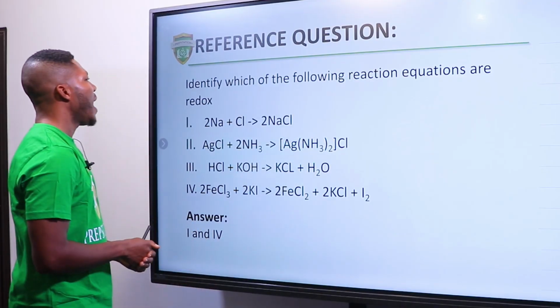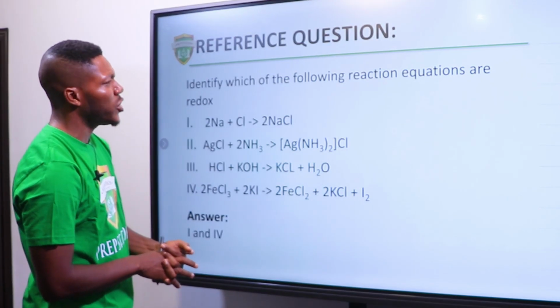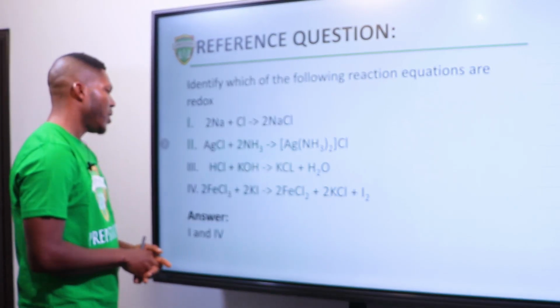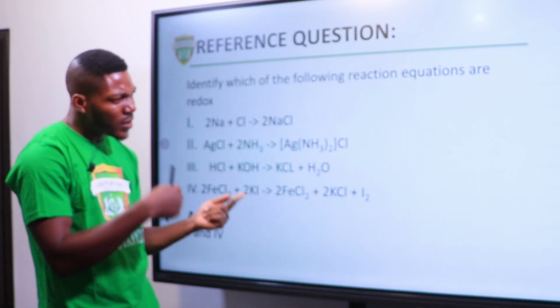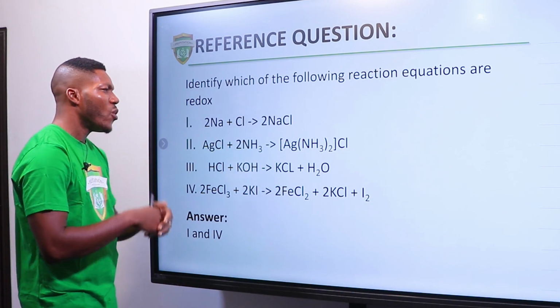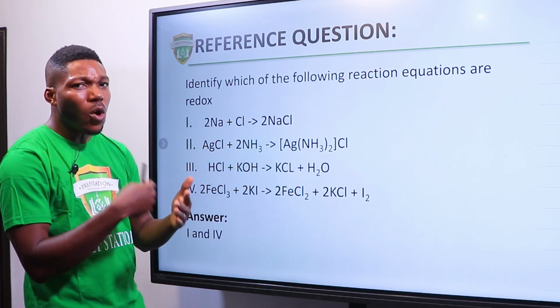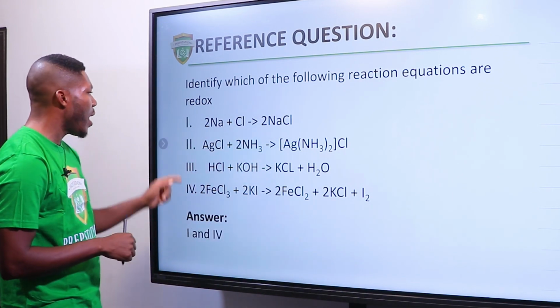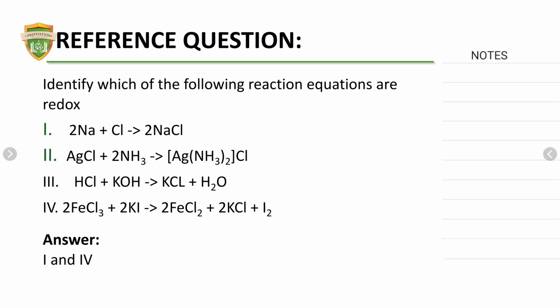Then the next one is: identify which of the following reaction equations are redox. You can pause and go back to the previous slide, where I've explained more examples of redox reactions. Why are they redox? I said not all reactions are redox. For example, we have I to IV. Which of these reactions are redox? Look at it critically and be able to know which one is redox or not.